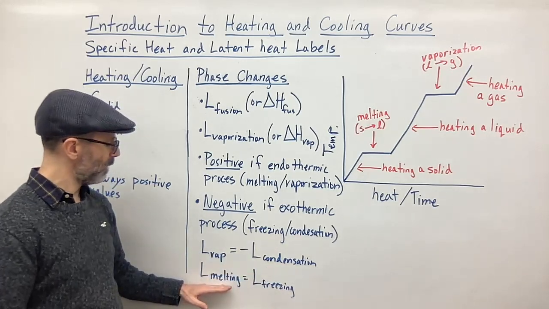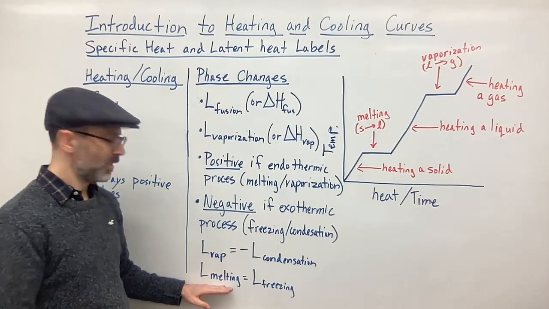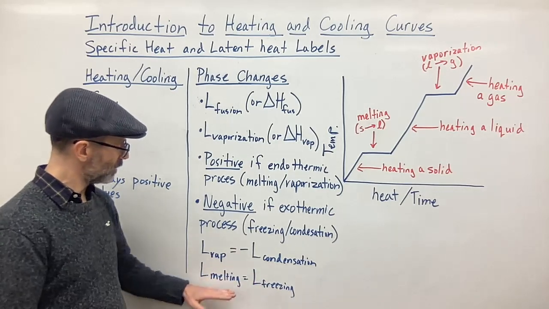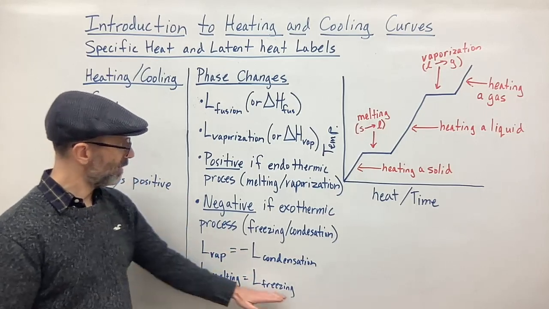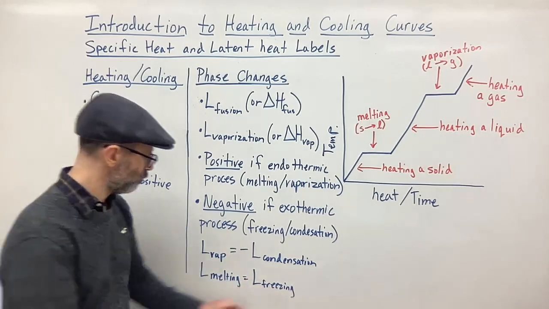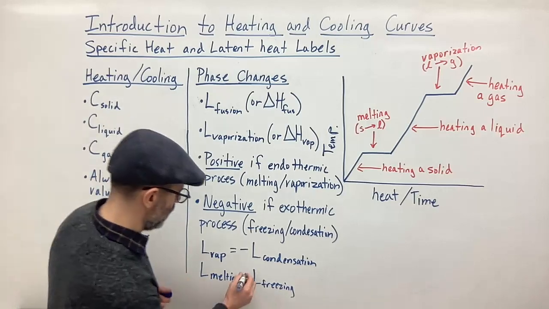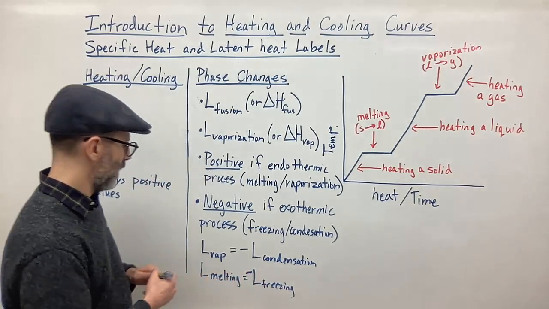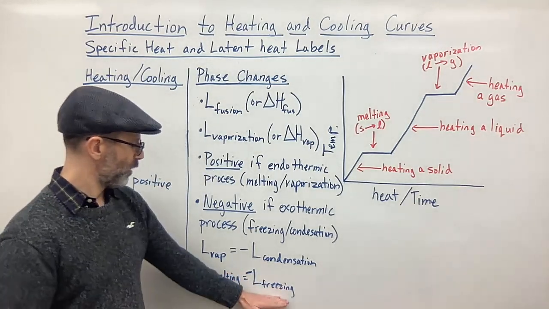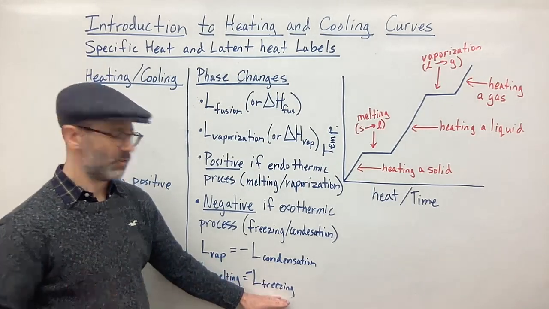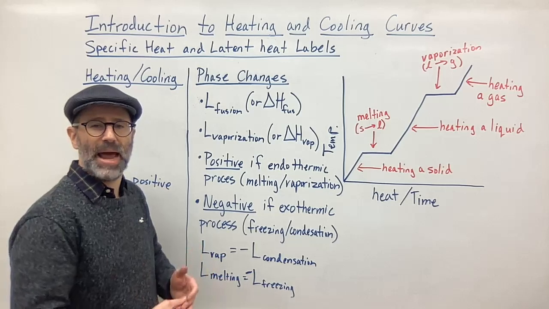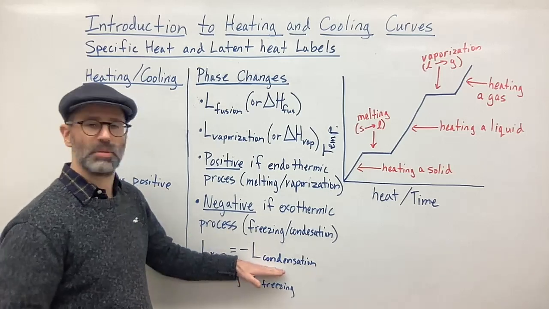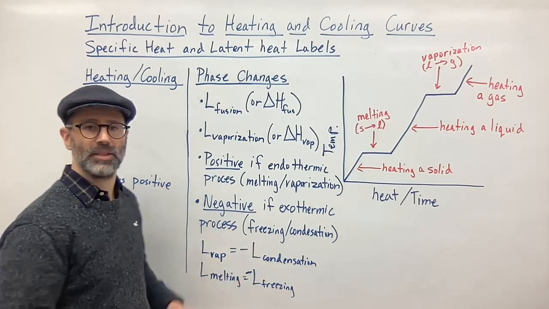Same thing for the heat of melting, or the latent heat of melting. That's going to be a positive value because you're putting energy in, and then that's going to be equal to, but the opposite in sign, the heat of freezing. This should be a negative sign here. It's going to be opposite because freezing requires energy to be taken out. So these are going to be equal but opposite to each other. Same magnitude, same value, but one's going to be negative, the other one's going to be positive.